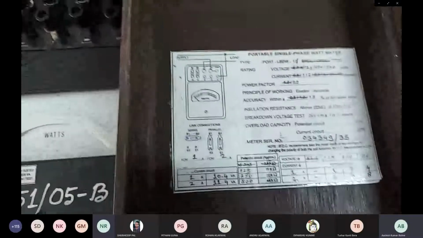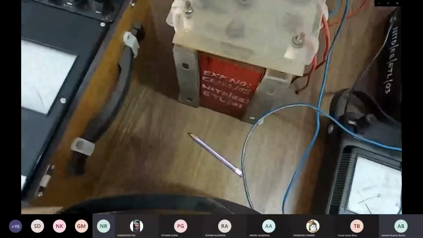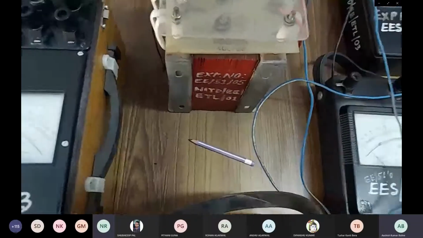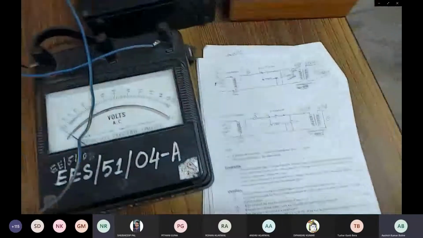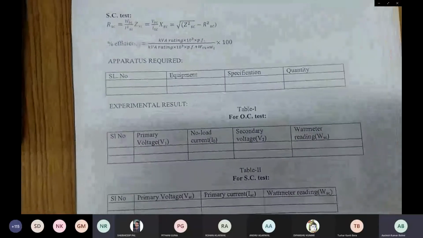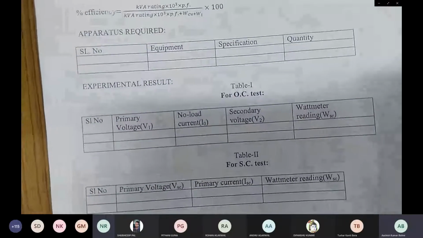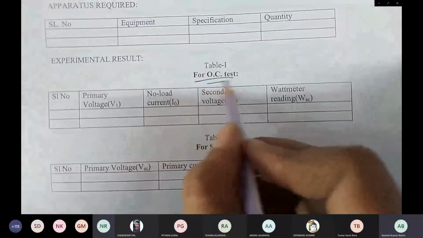Now we have to take the readings. You will note down the readings, and this is your observation table for the open circuit test, the OC test.